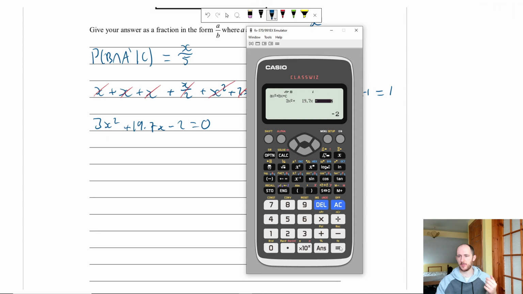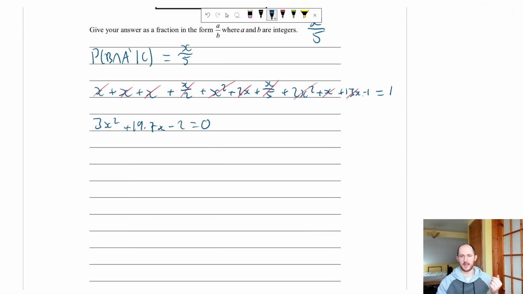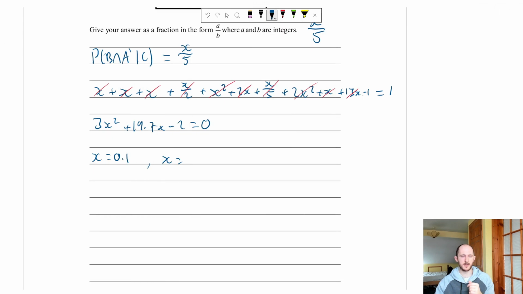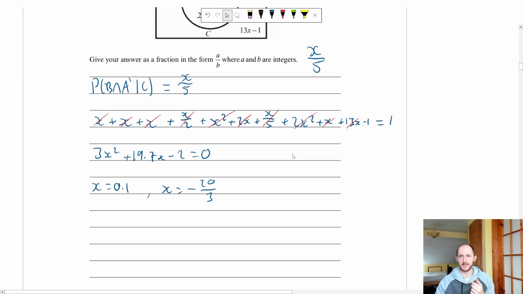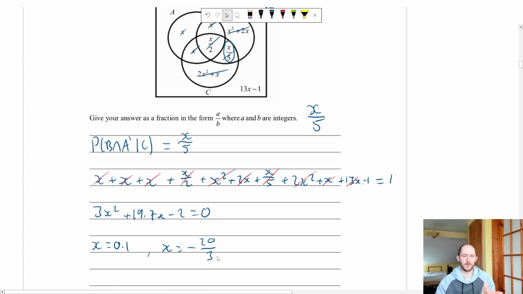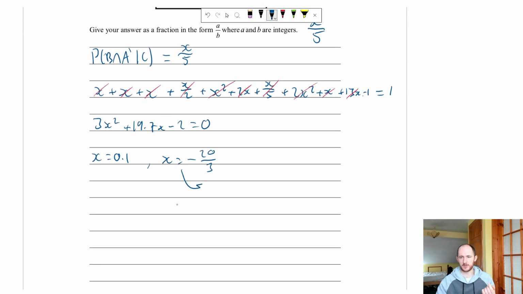Minus 2. And we're going to get 2 values, right? One is a tenth. So we have x is equal to, let's just call it 0.1. And then we should also get another value, minus 20 over 3. Well, I can see that because this is probability, it can't be negative. So the probability of A happening by itself can't be negative. So what we're going to do is just write a little note. Cannot be negative.